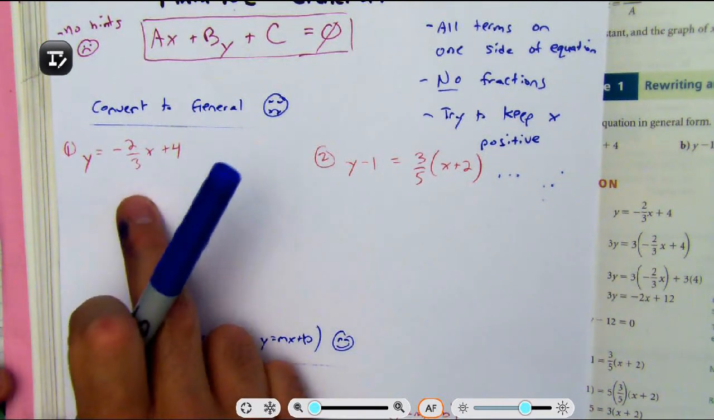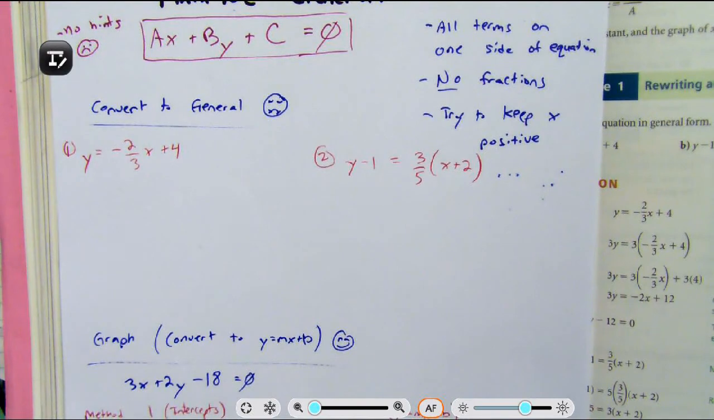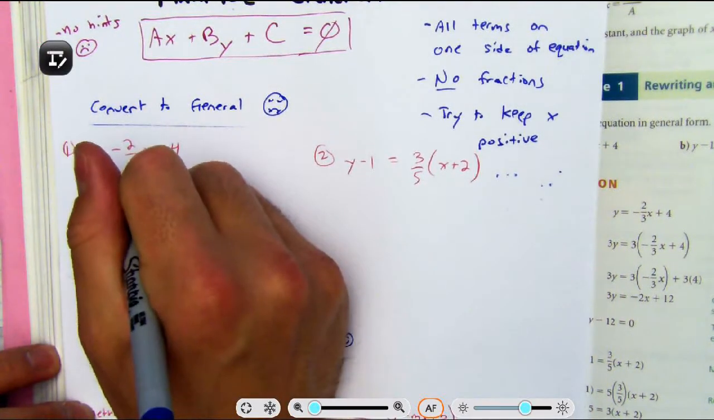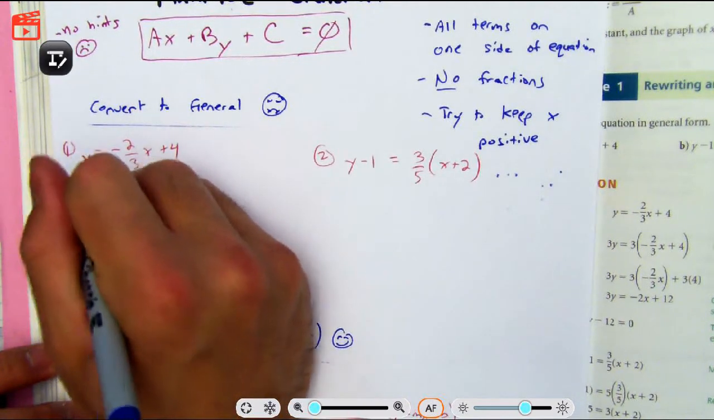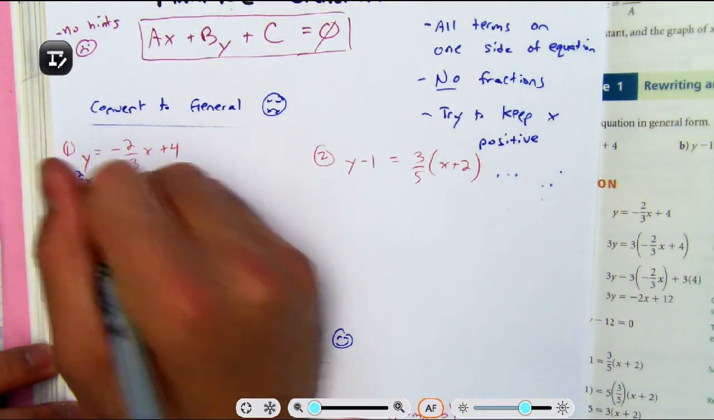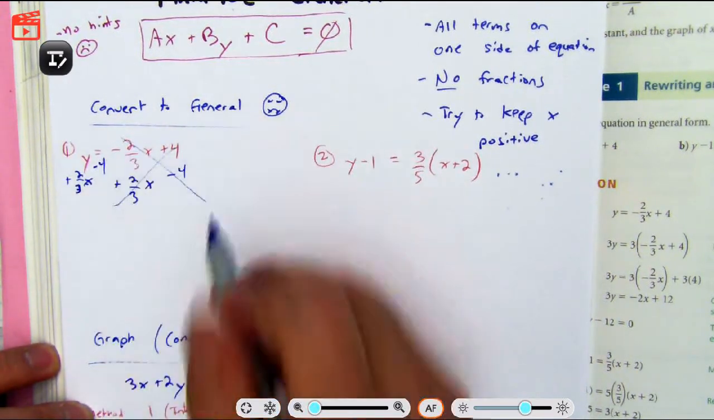So I'm actually going to move the negative 2 over 3x to the other side, and the 4 to the left side as well. So you do that by doing the opposite operations. I'm going to add 2 over 3x to both sides, and I'm also going to minus 4 to both sides. That will wipe everything on the right side.